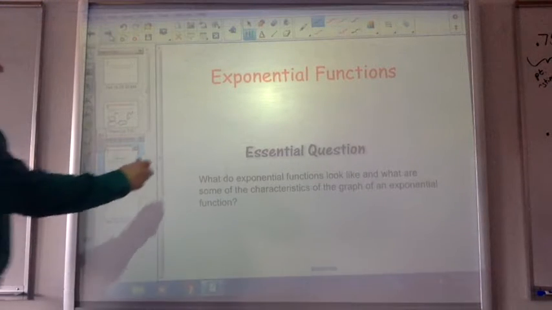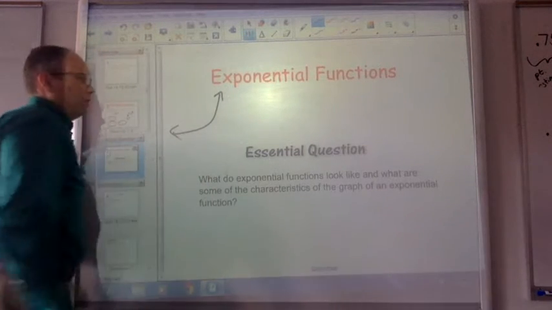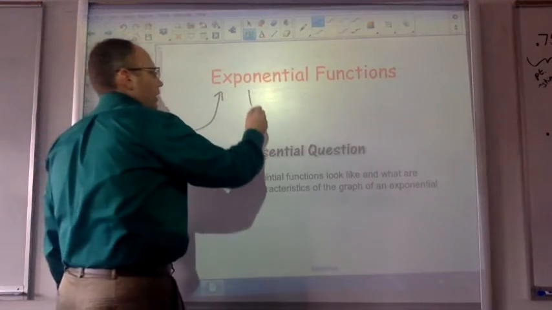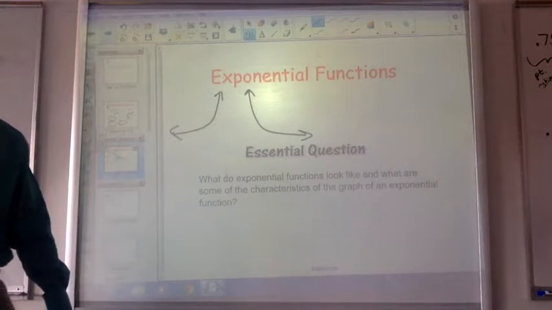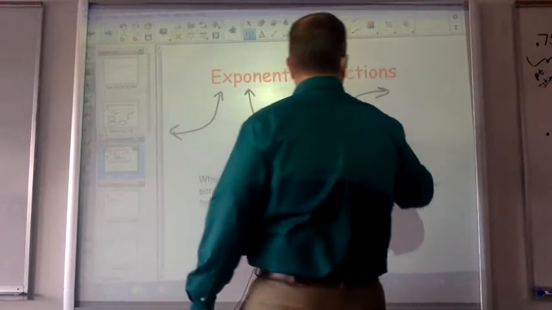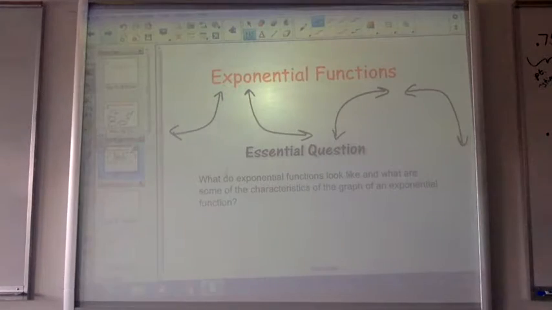Okay, so I'm not going to draw the xy axis, but an exponential function can look like this. It can also look like this. Notice the arrows point in both directions. It can also look like this. And it can also look like this. Those are all exponential functions. Now, some of those are growth and some of those are decay. That's what the graph of an exponential function looks like.